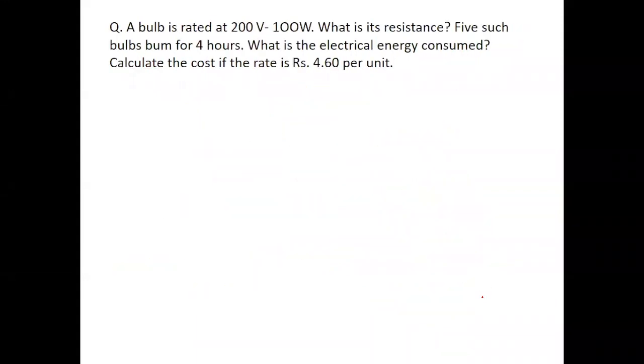A bulb is rated 200 volt and 100 watt. What is its resistance? Five such bulbs burn for 4 hours. What is the electric energy consumed? Calculate the cost if the rate is 4.6 per unit. So, what is given? V is given 200 volt, P is 100 watt.